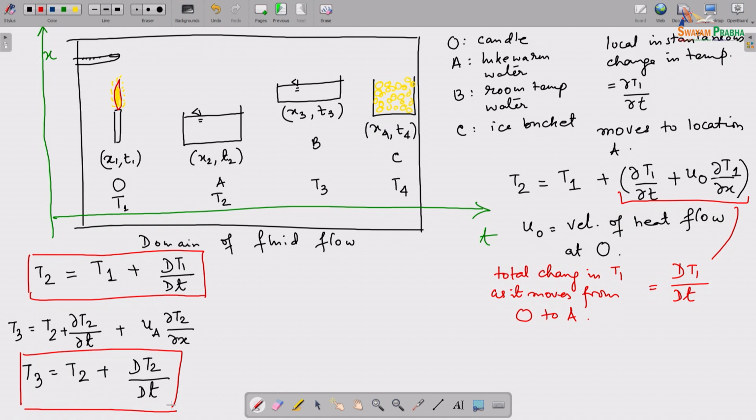So again I am going to write the whole thing. Then again I move, now I am at location 3. My finger is now at a temperature T3. I have gained T3 temperature, and now again I plunge it into the tank of room temperature.